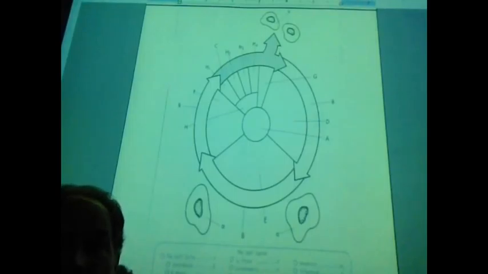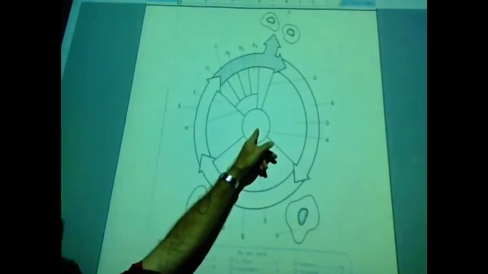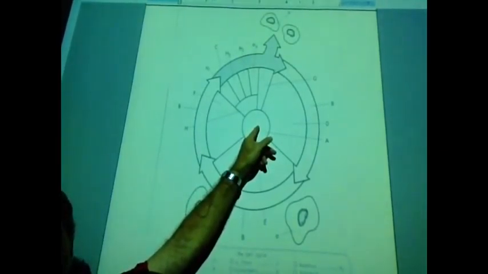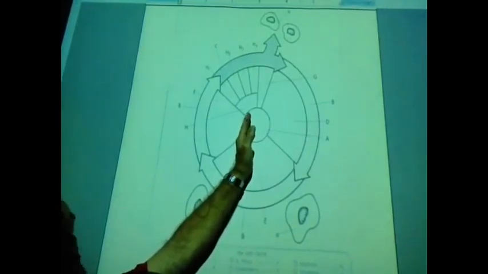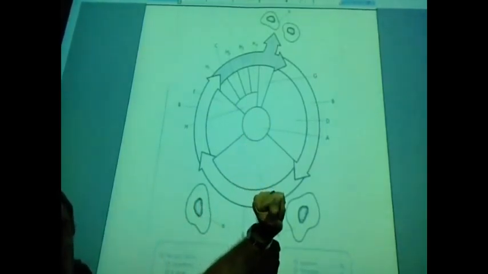And so the whole thing's called the cell cycle. And this is denoted by the center circle right there. That right there is the cell cycle. Notice it's unbroken. But as you get away from the center, you start to see some breaks in it.